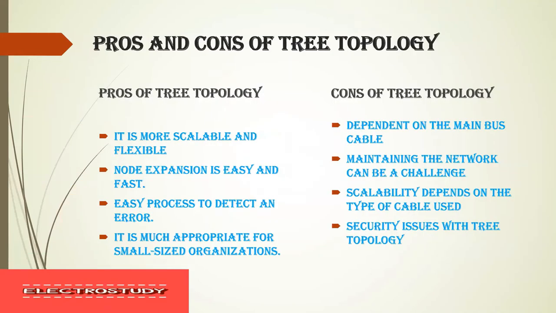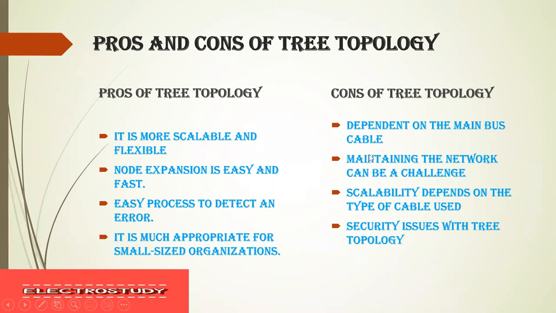Next are the pros and cons faced when using tree topology. What are the pros that I can give you for tree topology? It is completely flexible. That is, once it communicates with one node, it will obviously communicate with the other nodes. And expansion of nodes in that hierarchy will be very easy. Also, if any error occurs, it can be easily detected, because for each central hub, n number of clusters are connected. So if one cluster fails, we know that this is the hub which is wrong. So you can easily detect the error.